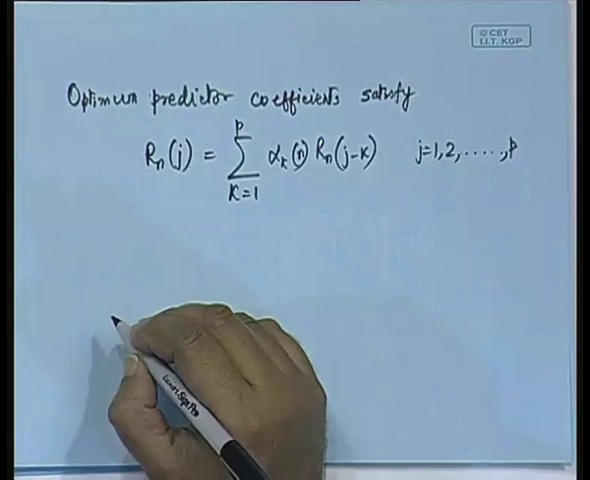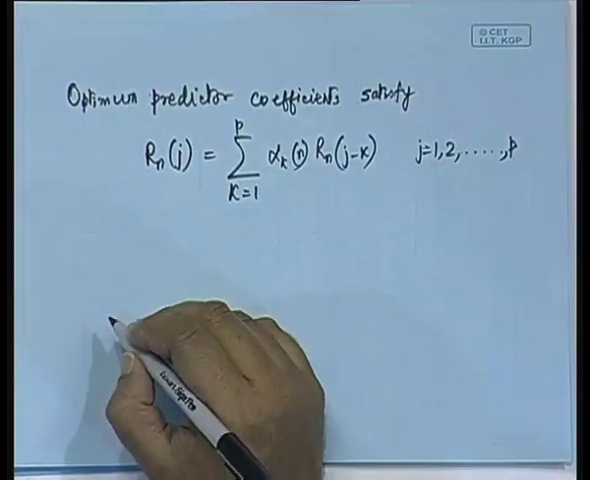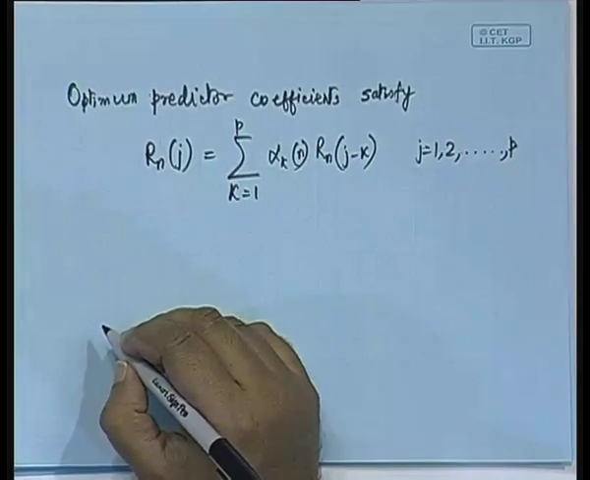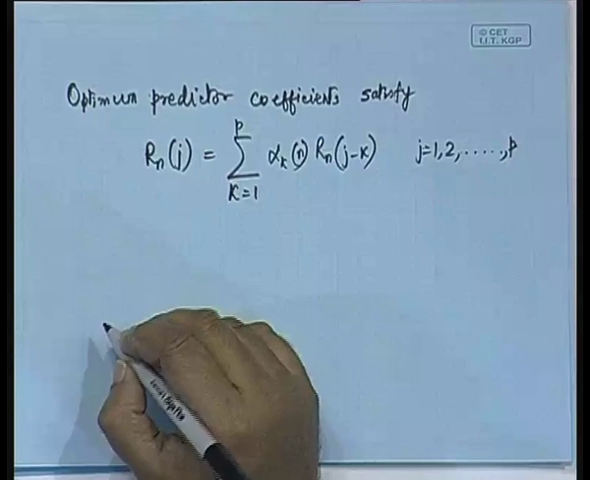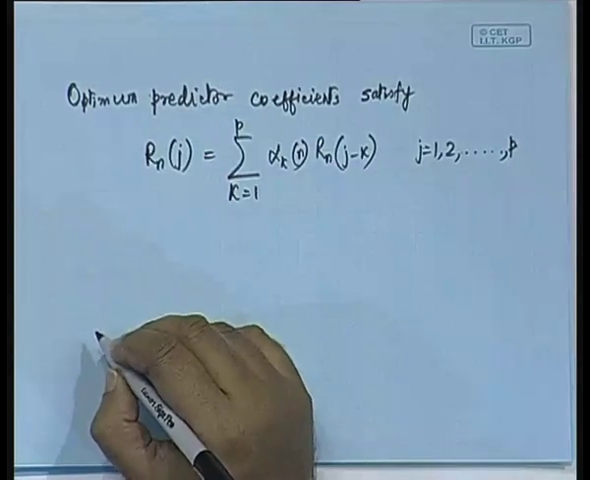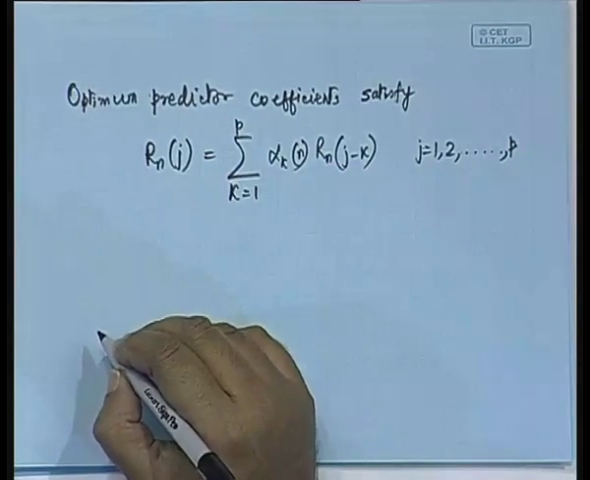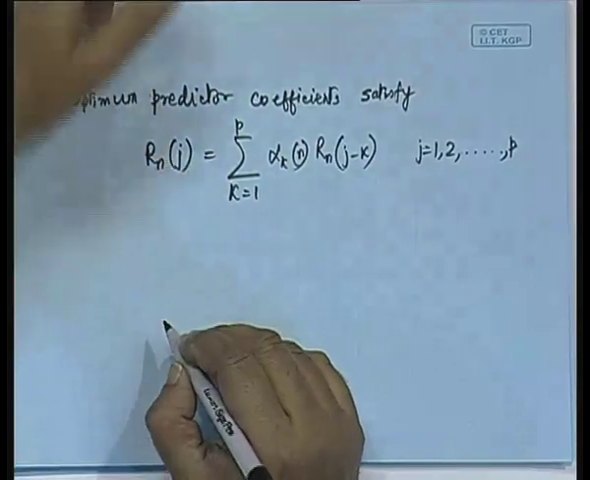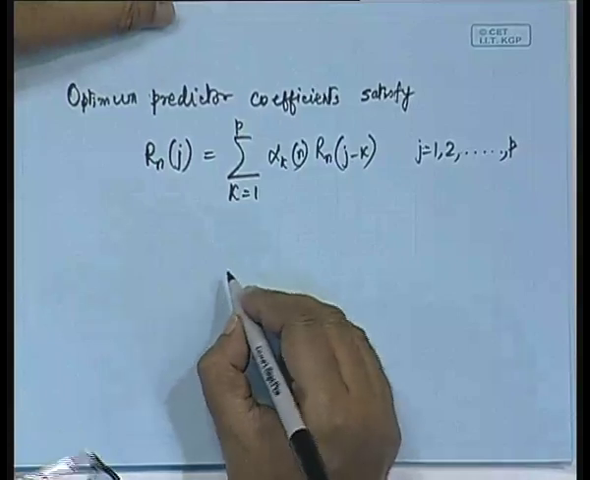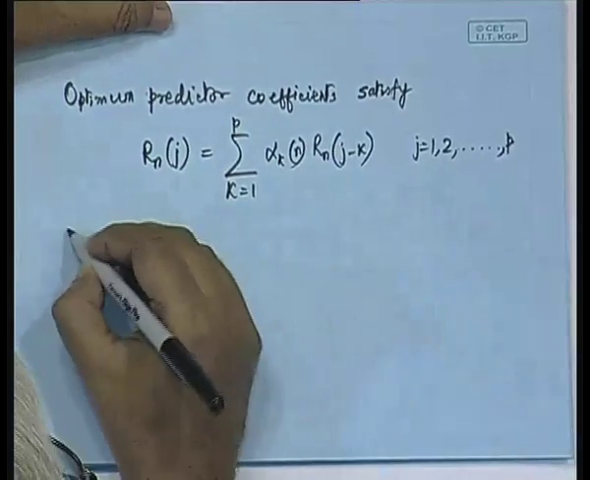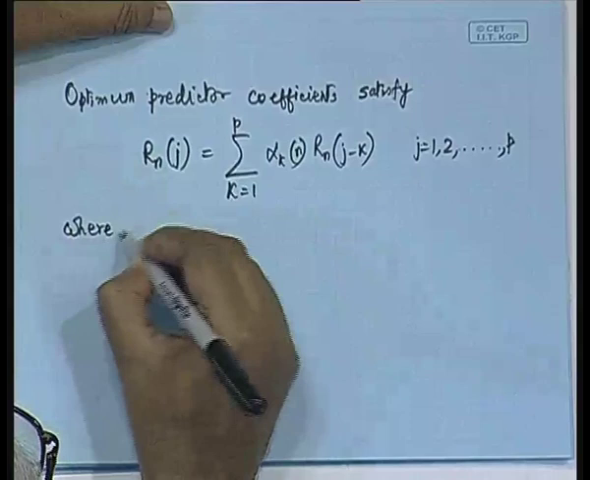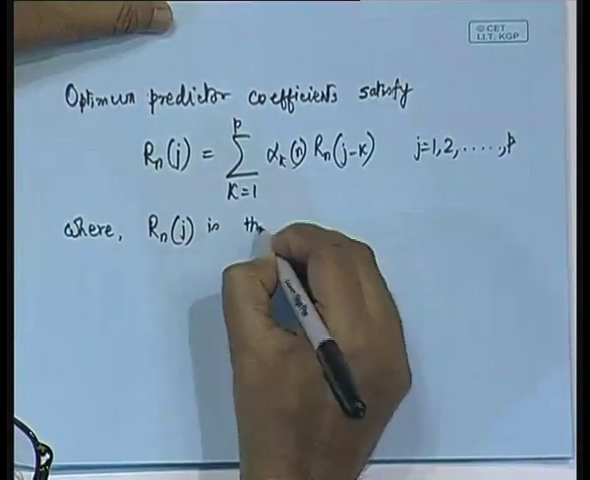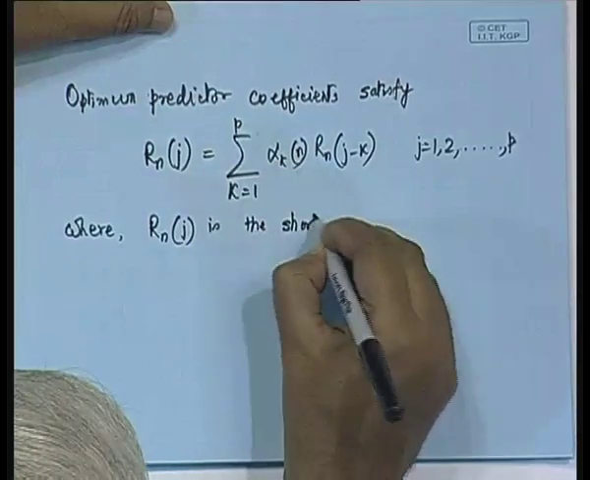And what is Rn? Rn is the autocorrelation definitely, but short time autocorrelation. This letter R we are specifically reserving for the short time autocorrelation function. So, where Rn of j is the short time autocorrelation function.